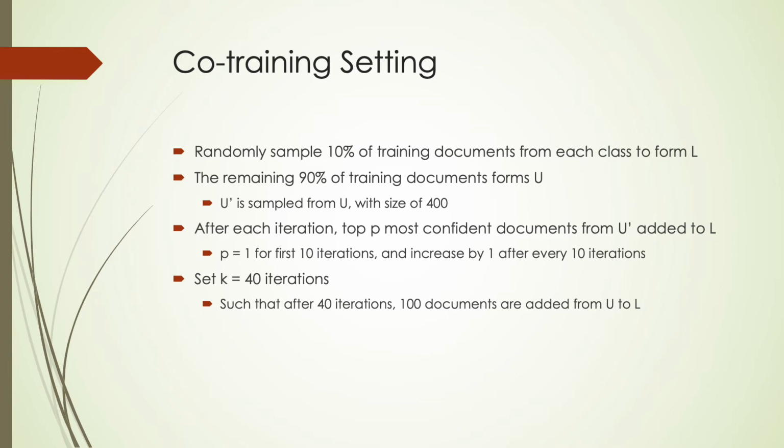We set P equals to 1 for the first 10 iterations and increase the value of P by 1 after every 10 iterations. After k equals to 40 iterations, we have in total 100 documents added to L. Then we stop co-training and evaluate the combined predictions of the 2 weak classifiers.